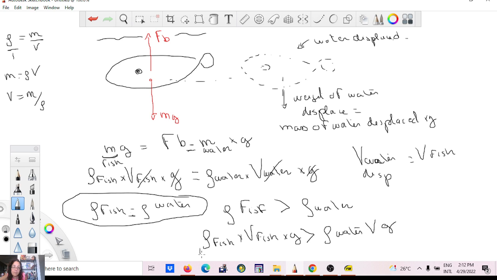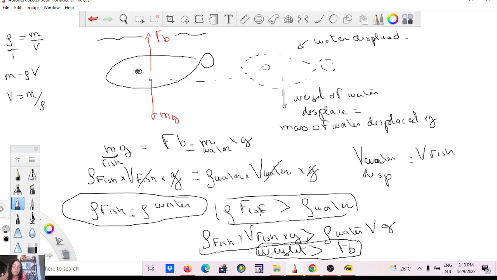So what do we have here? In that case the weight of the fish is greater than the buoyant force. So if the fish can increase its density, then it's going to go down, because you have a net force. That's your fish, the fish we find in the supermarket, the fish stick. So the weight here is greater than the buoyant force, so it's going to go down. Okay, does it make sense?